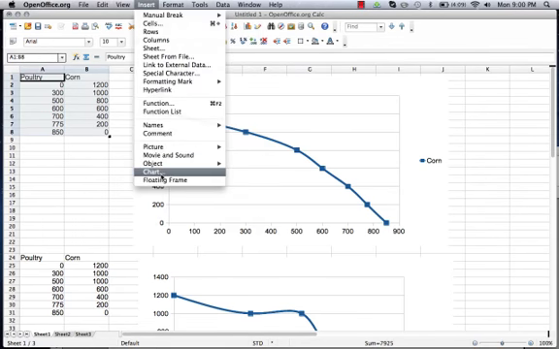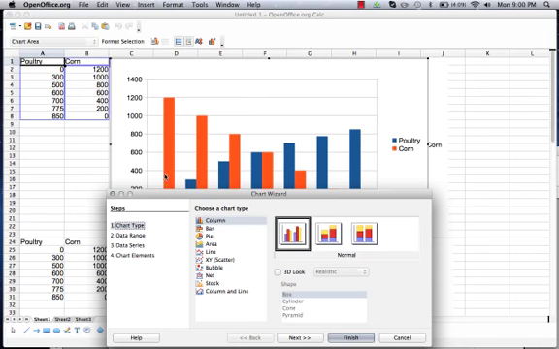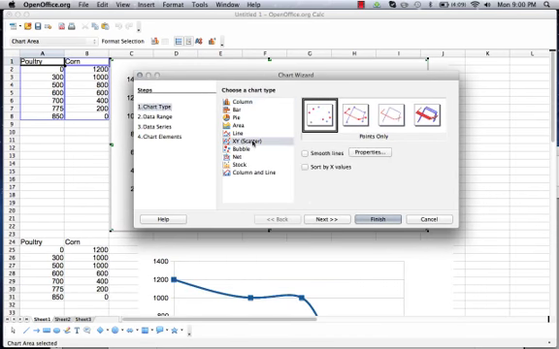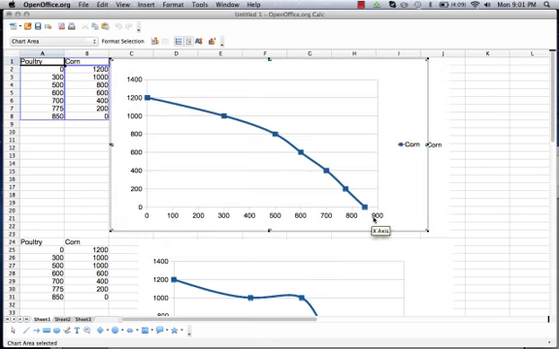You're going to go down to Insert, Chart. Now, whenever we do this, we are going to make sure that it is an XY scatter chart. And we are going to make sure that it is point and line. And we do want to make it smooth lines as well. So once we make it smooth lines, we're just going to finish. And our y-axis is going to be on this side over here. It is going to be corn.